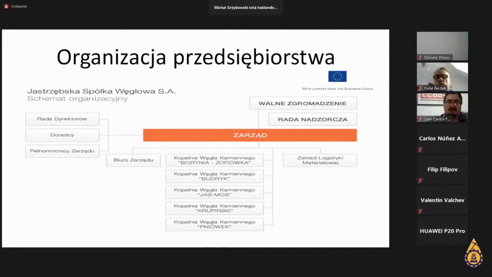And they trust those proxies to sign and enter into some simple agreements, framework agreements, and agreements that conform to certain standard templates, because I cannot imagine that a proxy would be trusted with signing a very complex agreement that is the result of long-term negotiations. On this diagram, we can also see the office of the management board, and we also see the supply chain department and those individual mines I mentioned: Sofiówka, Budryk, Jasmos, Krupiński, Pniówek.